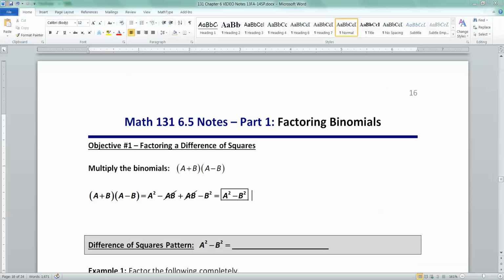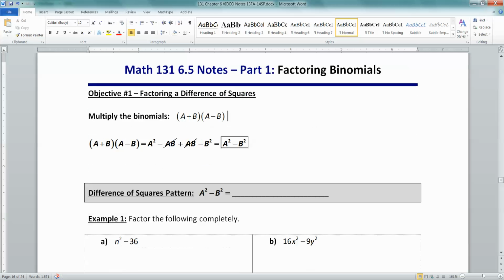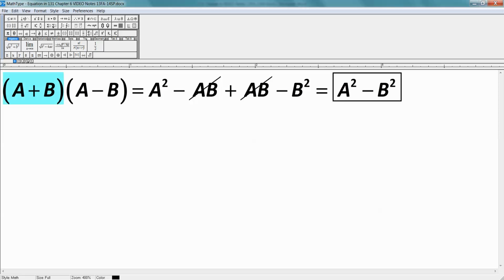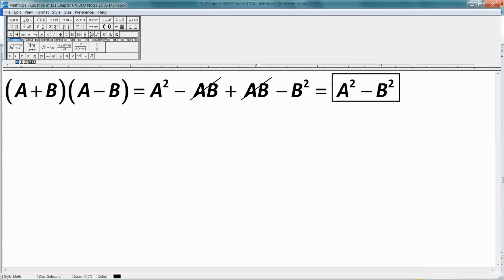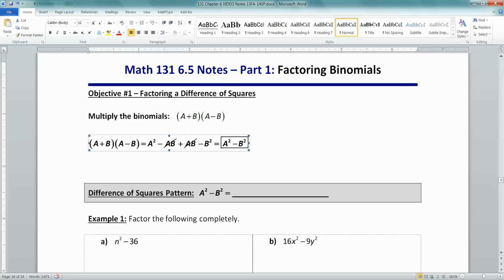Awesome. So this is how the difference of squares works. If you take a binomial and you multiply it by its conjugate, then you're going to end up with firsts and lasts. The outers and inners will end up canceling. And we saw that happen in the FOIL section, which was 6.2. Now we're going to use that property to help ourselves because we're going to go backwards.